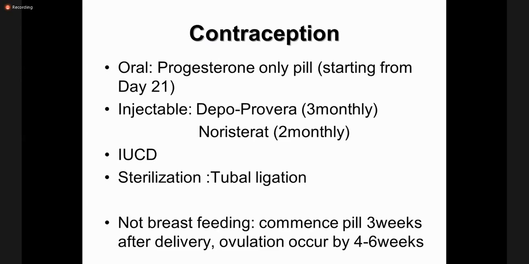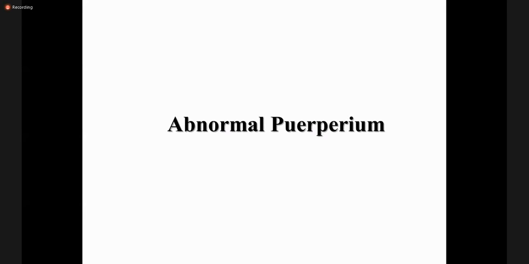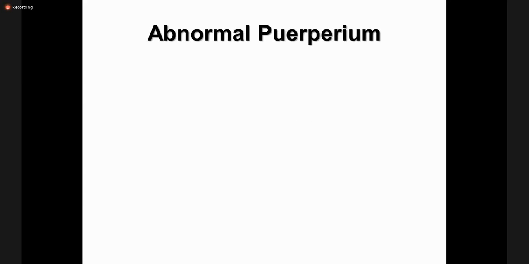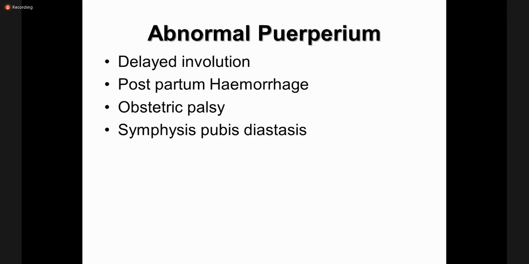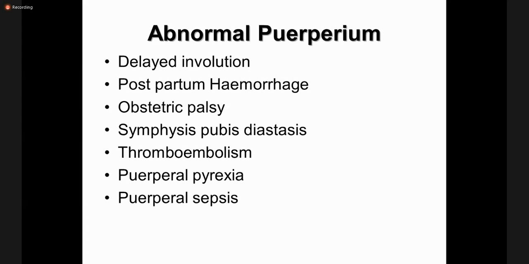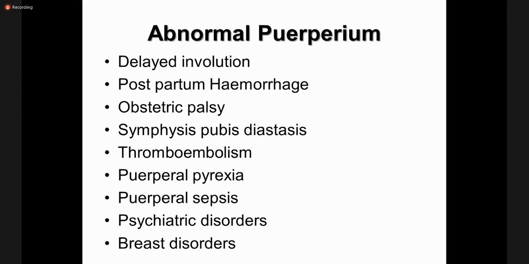Okay, now these were the physiological changes. Now we will come to abnormal puerperium. What are the abnormalities which a patient can face during puerperium? First is delayed involution: as we discussed, the uterus comes to its normal pre-pregnancy size, so there could be a delay in that. There could be postpartum hemorrhage. Others are obstetric palsy, symphysis pubis diastasis, thromboembolism, puerperal pyrexia, puerperal sepsis, psychiatric disorders, and breast disorders. These are some abnormal things which can happen during the puerperium.